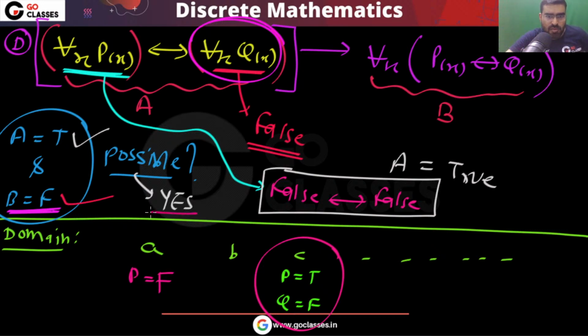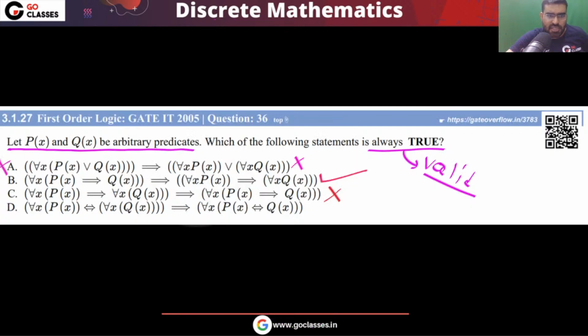And if this is possible, then it simply means that because of this yes, this D will be invalid. So I can say this D is invalid. So this is your answer for this question. The answer is option B. Okay, understood? Let me know. So like this you can solve.